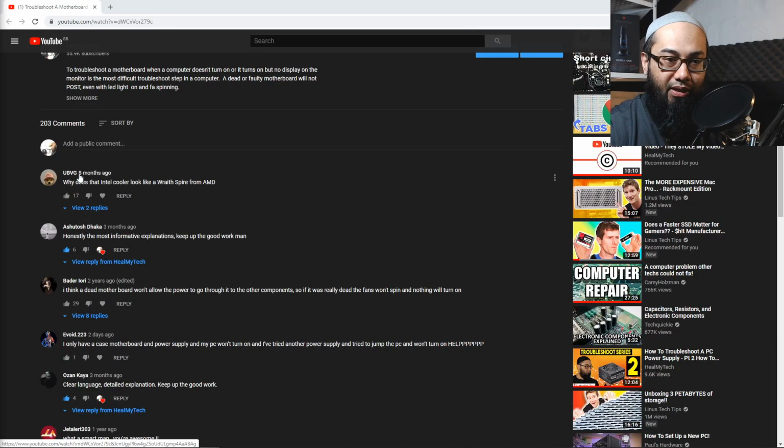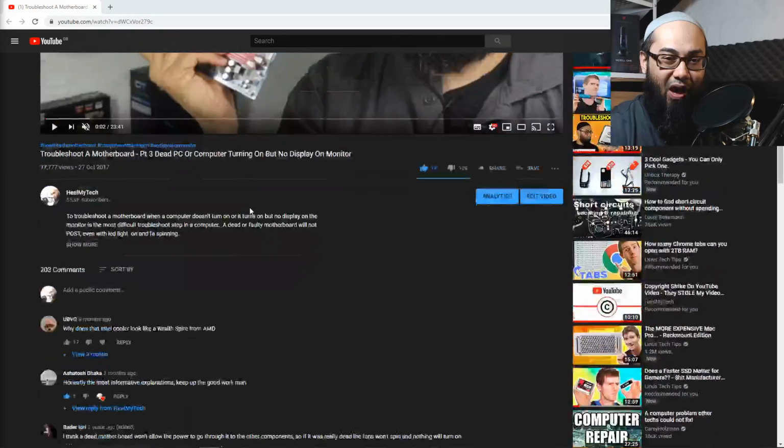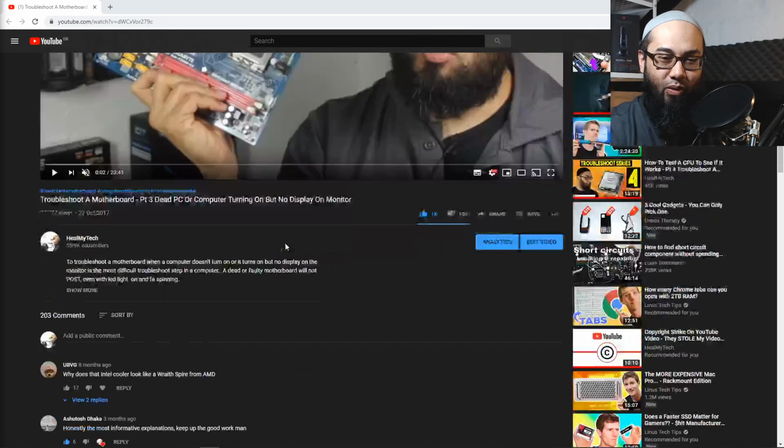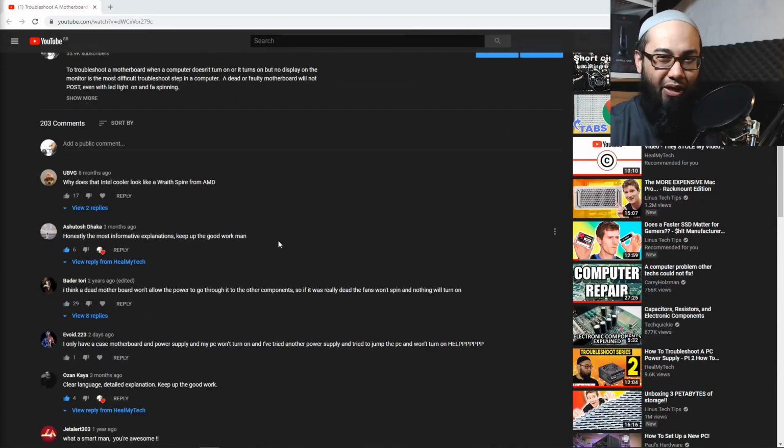Okay, so first question from UBVG: why does that Intel cooler look like a Wraith Spire from AMD? That wasn't a standard cooler from Intel. It was an aftermarket cooler, but a cheap one. It cost me like £3 or £4 that I bought a long time ago from eBuyer. That's why it looks a bit weird. It's not a normal Intel cooler.